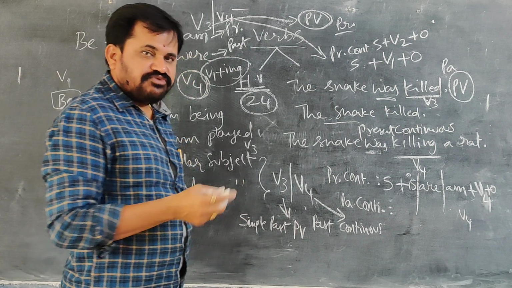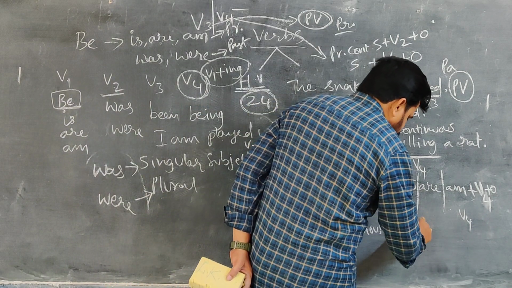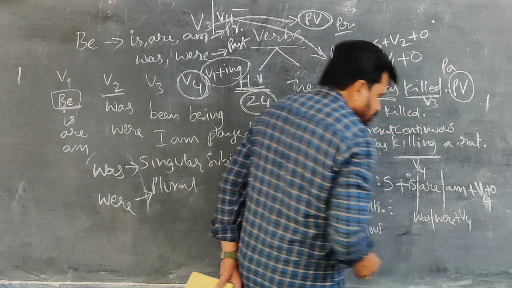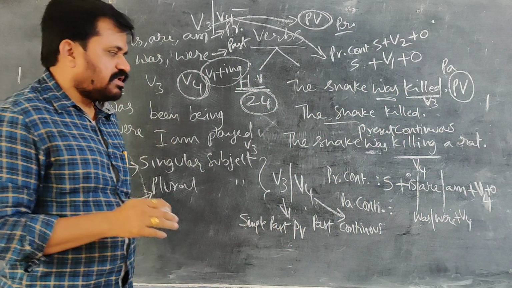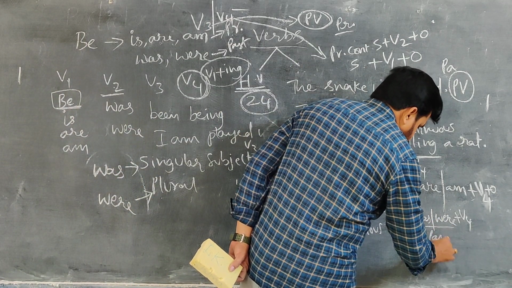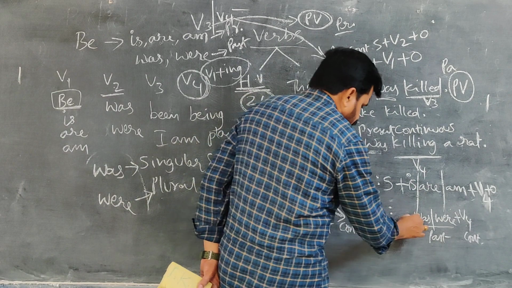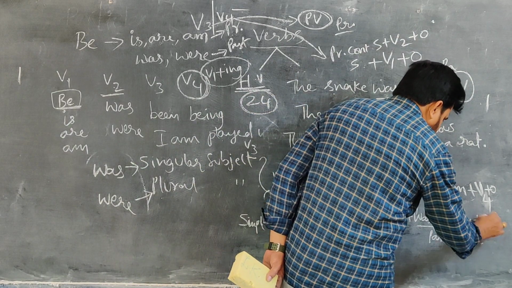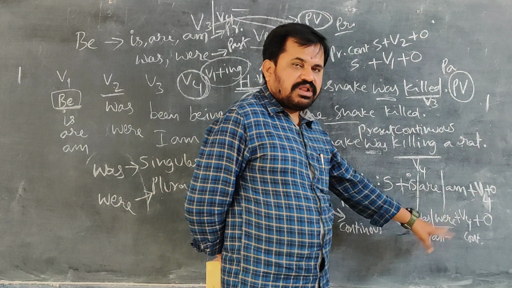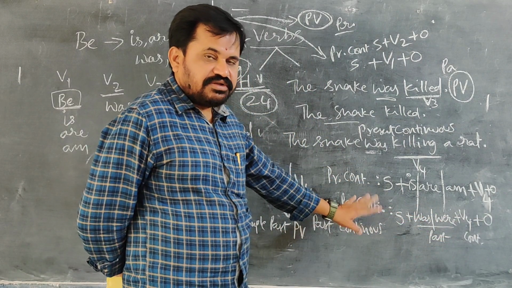Continuous means, in which tense is it continuous? The past tense. So in past tense we have only was and were in the be forms, to remember. Was, were plus V4 becomes past, and V4 is for continuous. Past continuous tense. Before that a subject, after this an object is common. So what is the structure of past continuous tense? Subject plus was or were plus V4 plus object is the past continuous tense structure.